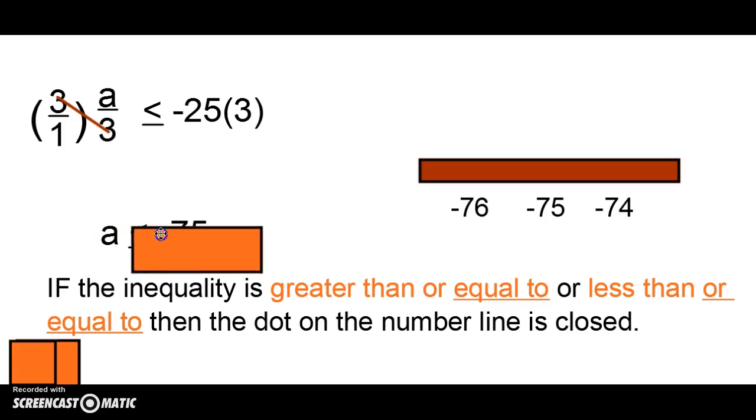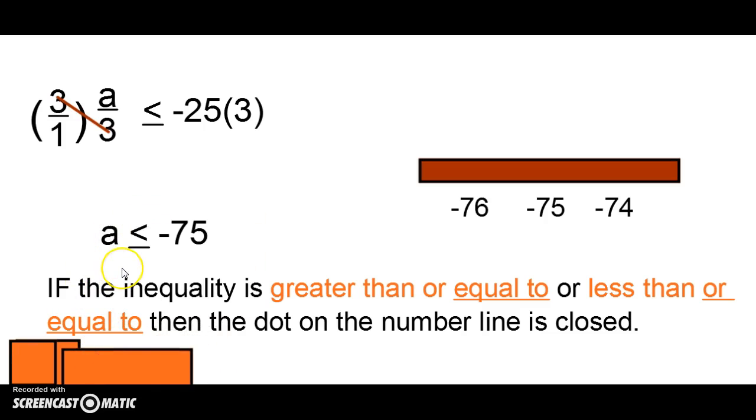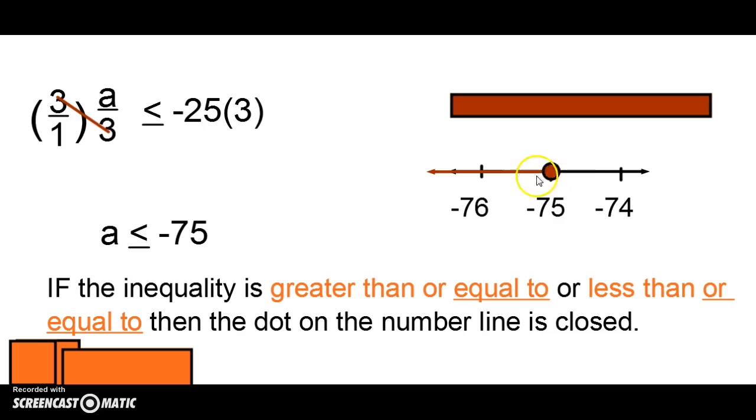And so let's move this, and you'll see it's still less than or equal to. And then because we had a negative times a positive, the answer is negative. And so to graph it is a closed circle, and A is less than or equal to negative 75, so your arrow would go to the left.